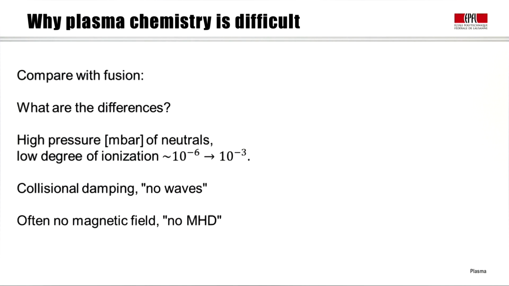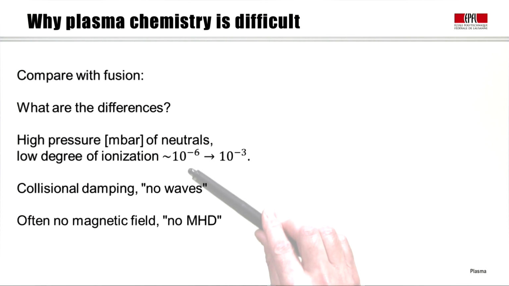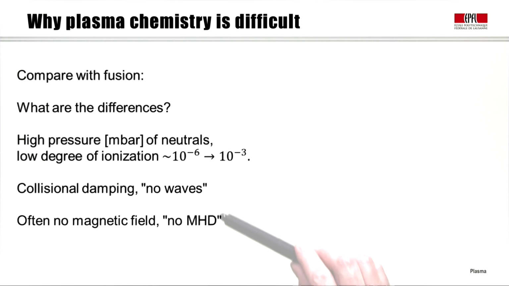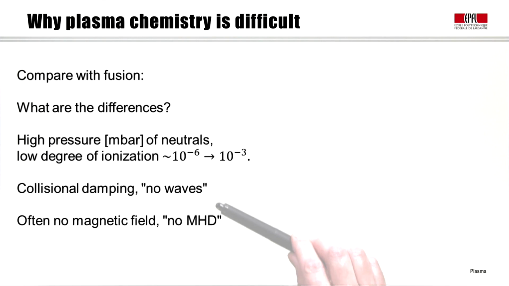Why is plasma chemistry a difficult subject? Let's compare it with fusion physics and see the differences. Well, in industrial plasmas, we tend to have a high pressure of neutrals with a low degree of ionization. That is, only about one particle in a million is ionized. Therefore, we have collisional damping, that is, no wave physics, and we often have no magnetic field, that is, no magnetohydrodynamics. So what is the difficulty with plasma chemistry?